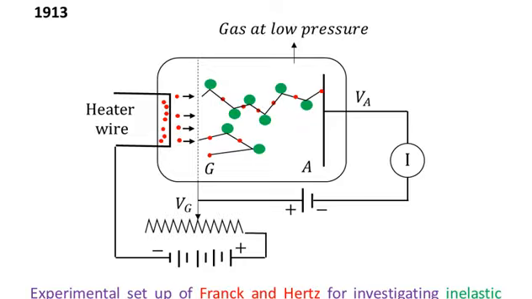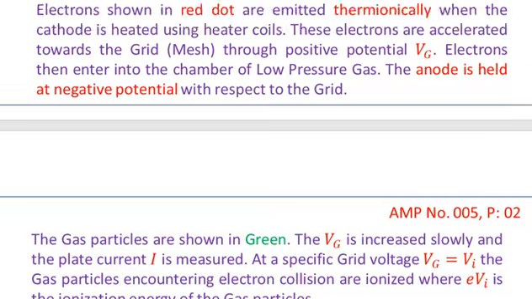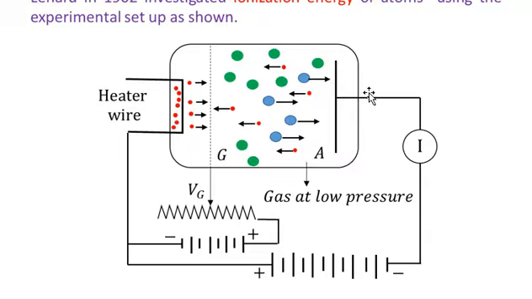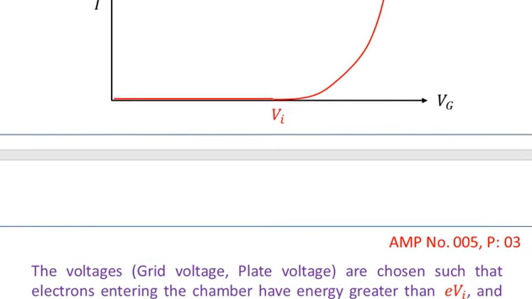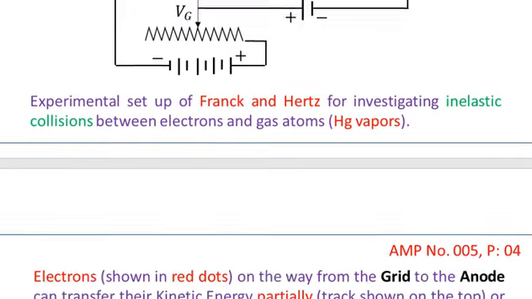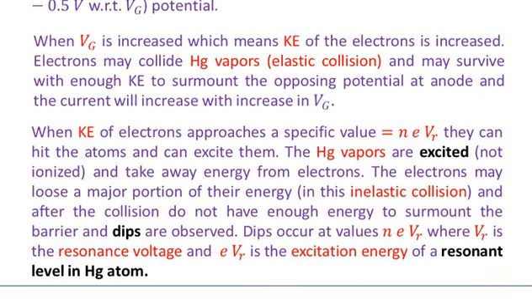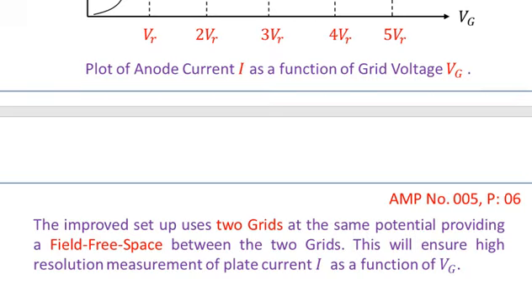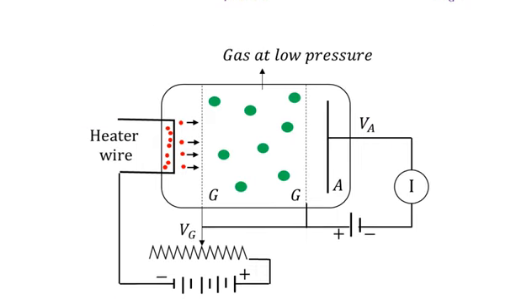And similarly, in this setup, the plate A is at a negative potential, the grid G is at a positive potential. Again, there is some electric field within this region. So the electric field is non-zero over here. But now we are going to describe a setup which uses a field-free region.